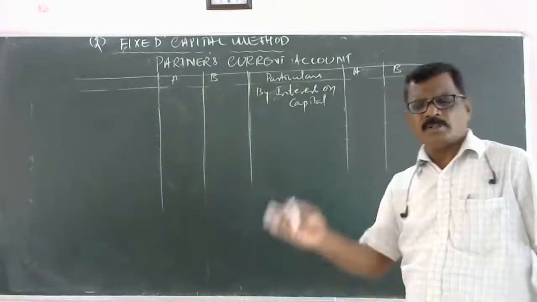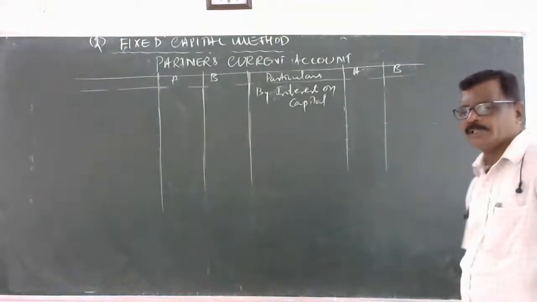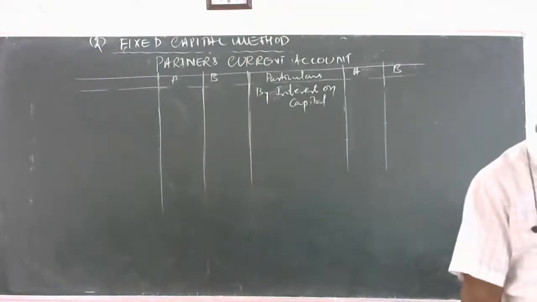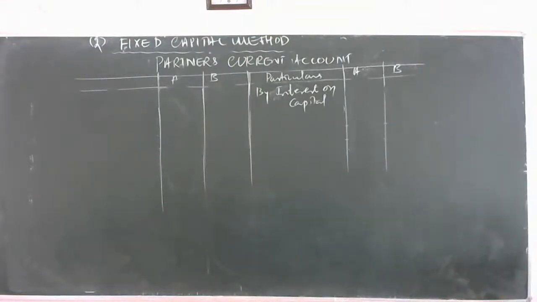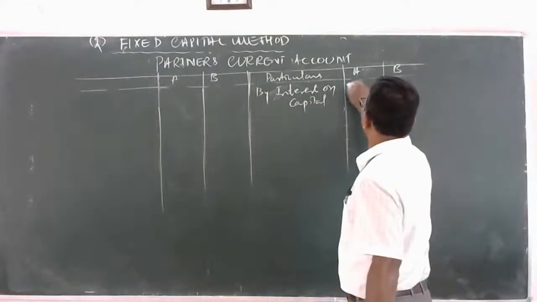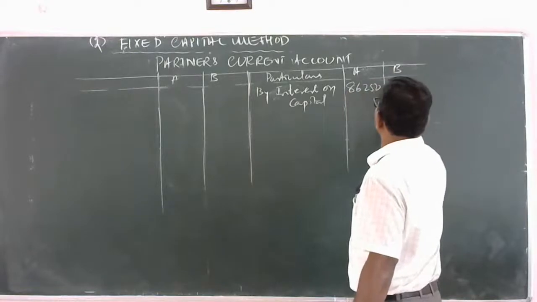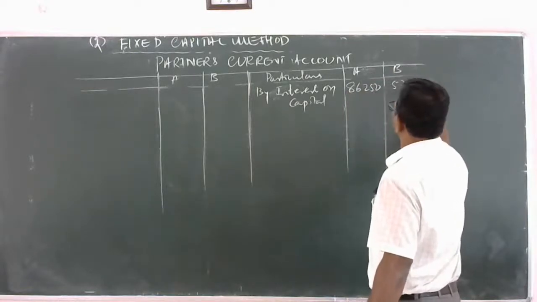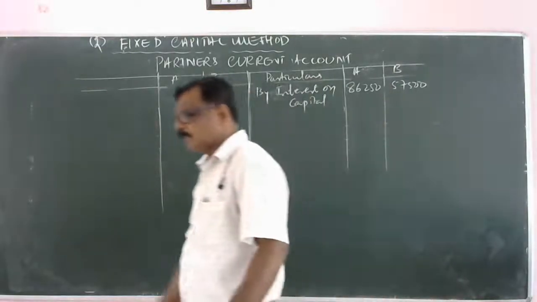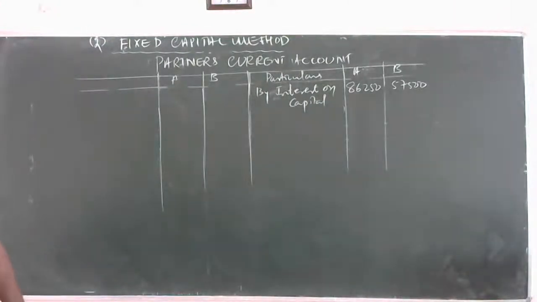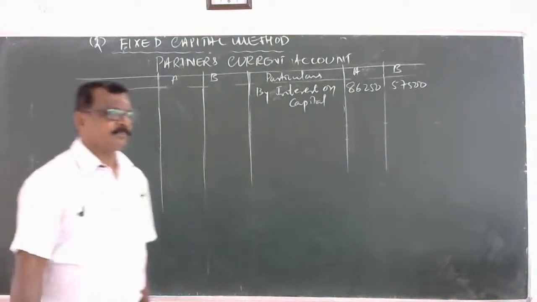Interest on capital, as you have already calculated here, interest on capital we have already calculated: 86,250 and 57,500. That is interest on capitals of A and B on opening capital as well as additional capital.